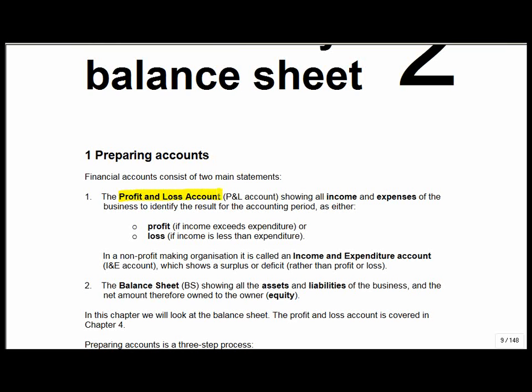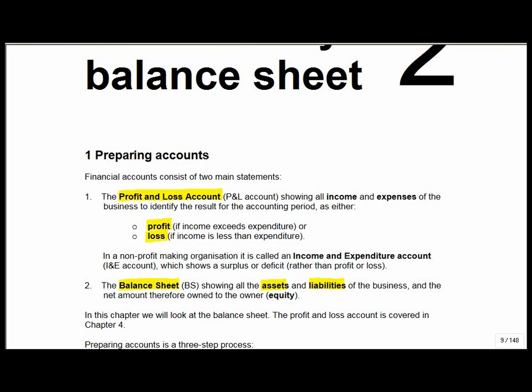Firstly, the profit and loss account, which shows all of the income and expenses relating to the business for an accounting period, normally a year, which then results in either a profit if income exceeds expenses, or a loss if expenses exceed income. The second key piece of information forming the accounts is the balance sheet, and that's what we're going to focus on in this chapter. The balance sheet shows all of the business's assets and liabilities at the accounting date, normally the year-end date.